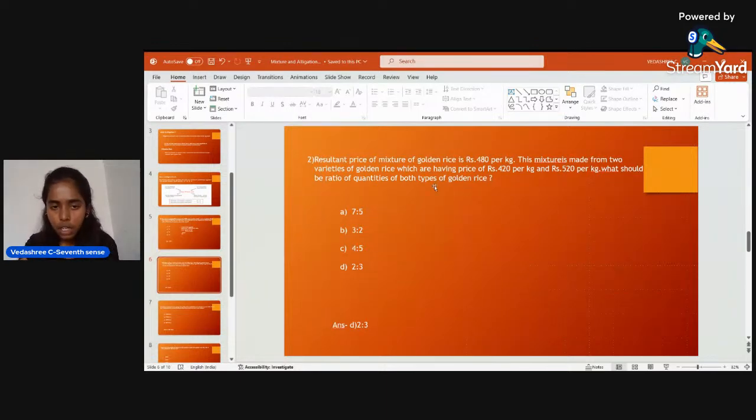Here two varieties of golden rice are given. The resultant price of the mixture, 480 per kg, is nothing but the average, that is the mean price. Remember the formula. Next, the mixture is made from two varieties of golden rice priced at rupees 420 per kg and rupees 520 per kg. So two prices are given. Now we need to calculate the ratio of both types of golden rice.